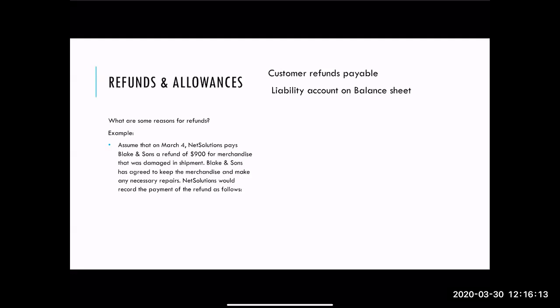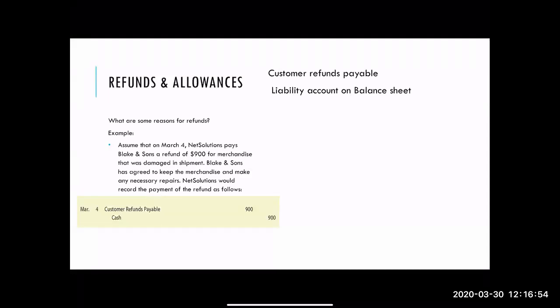All right, so let's look at this example. Assume that on March 4th, Net Solutions, so we are Net Solutions, right, pays Blake & Sons a refund of $900 for merchandise that was damaged in shipment. Blake & Sons has agreed to keep the merchandise and make any necessary repairs. Now, in this example, maybe Blake & Sons really needed that significant component to continue their operations. And so instead of shipping it back, they say, hey, we agreed to keep it and we'll go ahead and give a refund, okay?